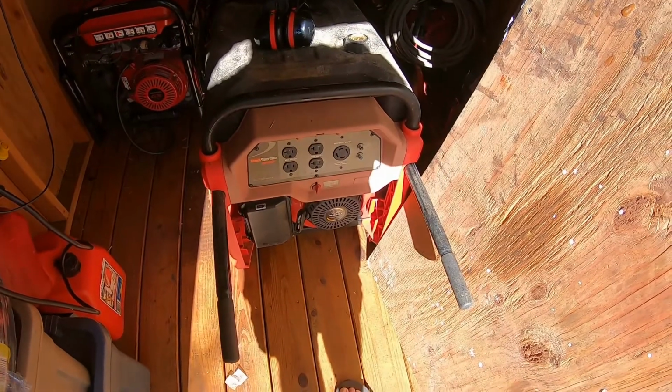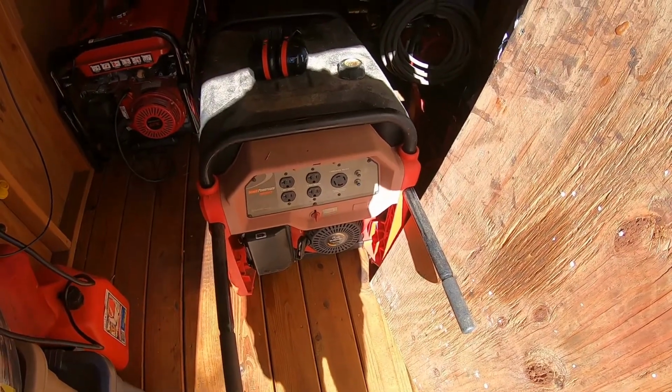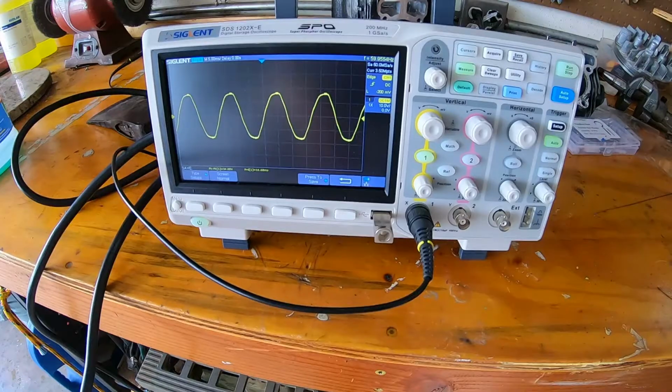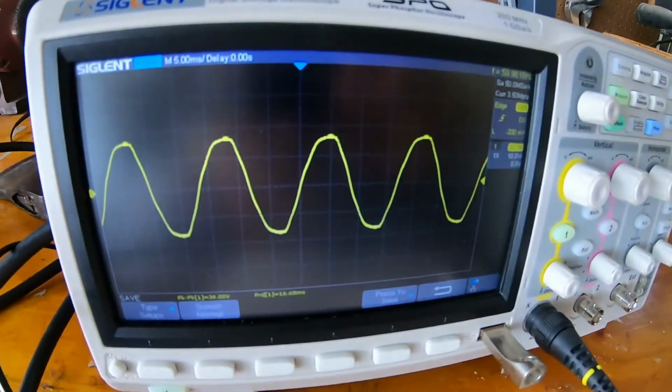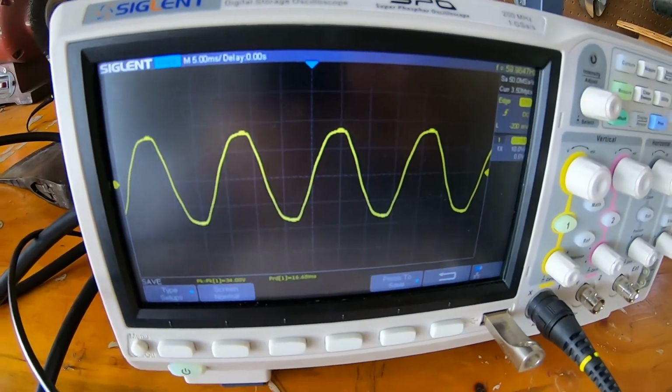Pretty similar to the Honda to me. Hard to tell, really. As promised, there's the waveform from the outlet. Notice there's no real jagged edges. The curves are smooth.